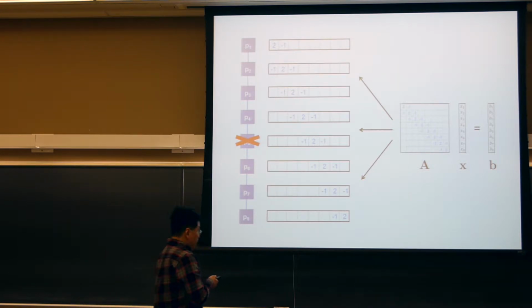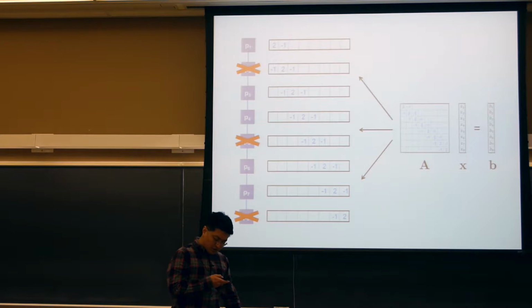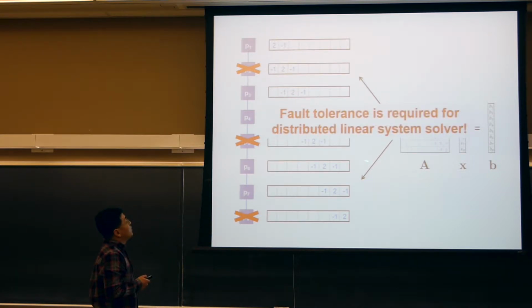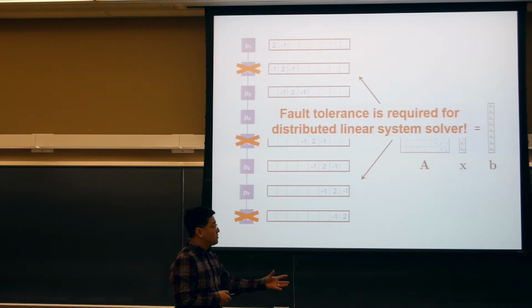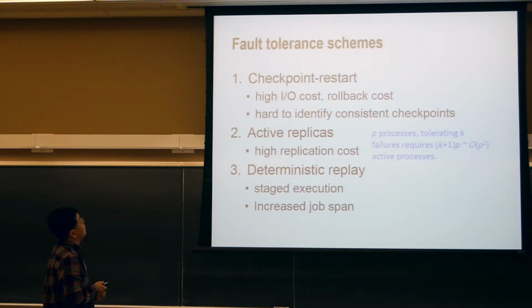More than one process may fail along the iterative method. P2, P8, they may all fail. So in conclusion, in a distributed linear system solver, we need some fault tolerance technique so that the system can complete its job. The available fault tolerant schemes generally belong to these 3 kinds.